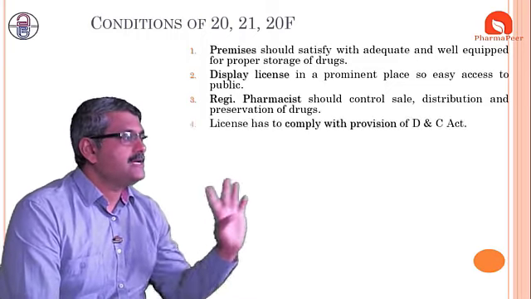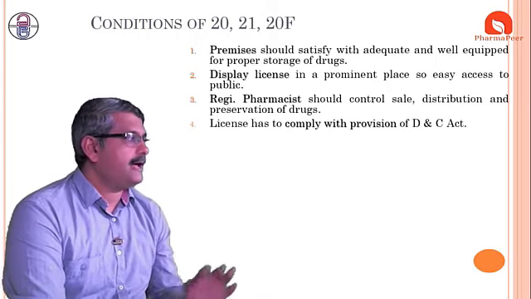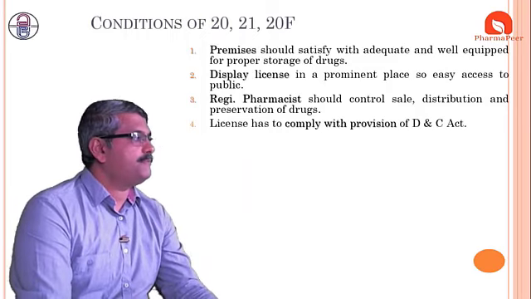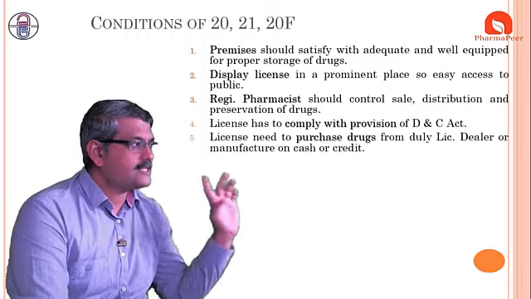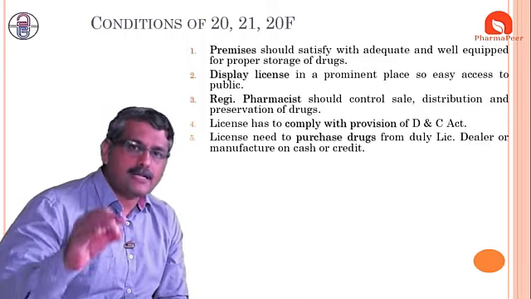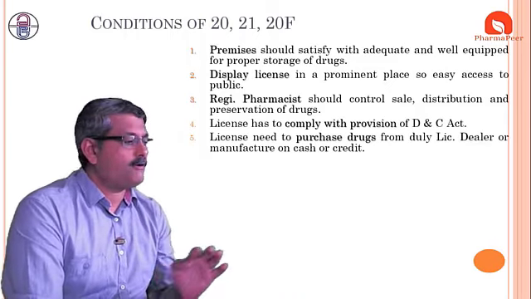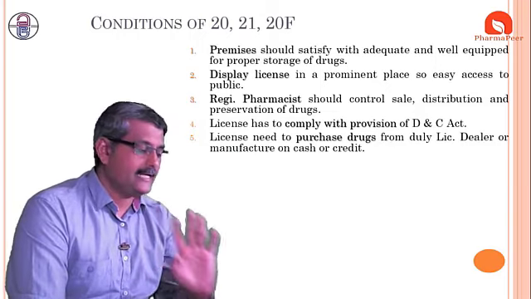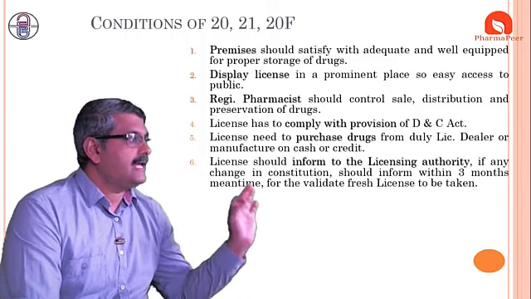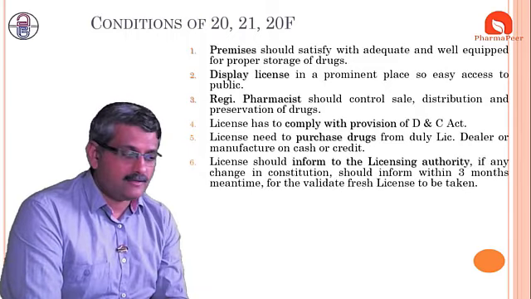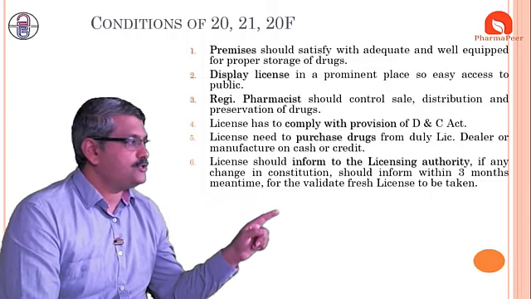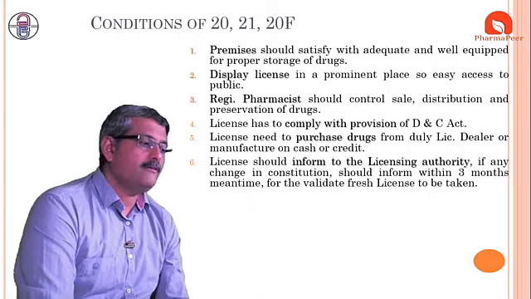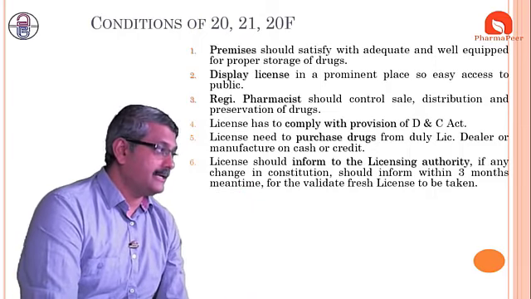Next, the licensee has to comply with the provisions of the Drug and Cosmetic Act. Next one, the licensee needs to purchase drugs duly from a licensed dealer or a manufacturer, in cash or credit. The licensee should inform the licensing authority of any change in constitution within 3 months, for a fresh license to be taken.